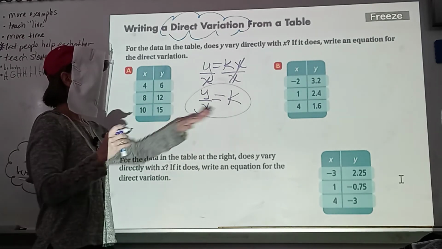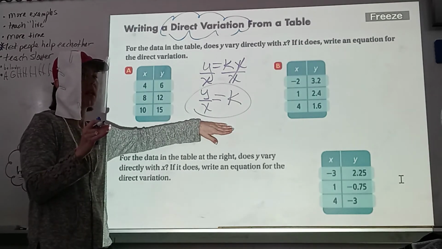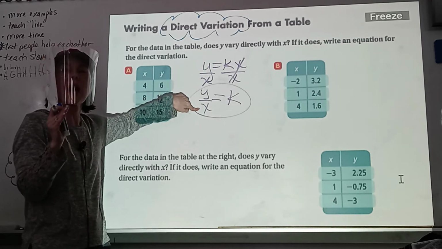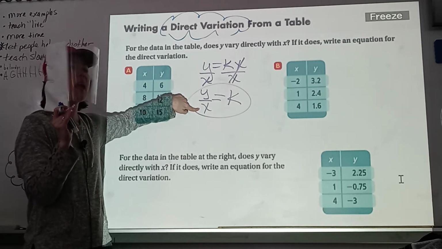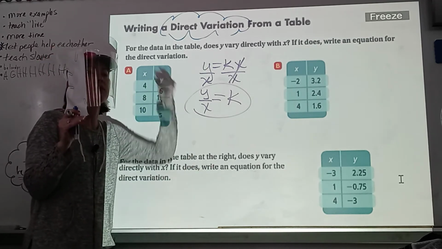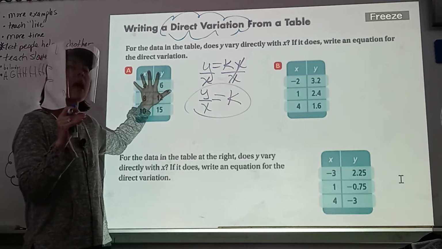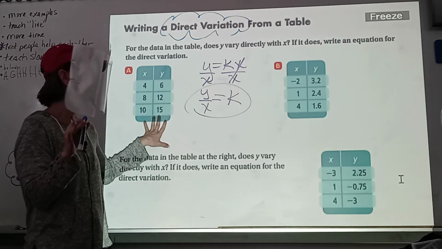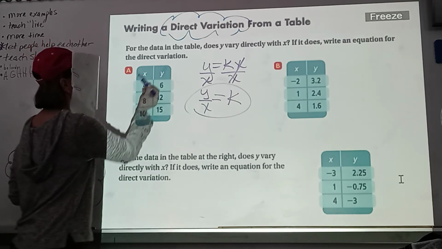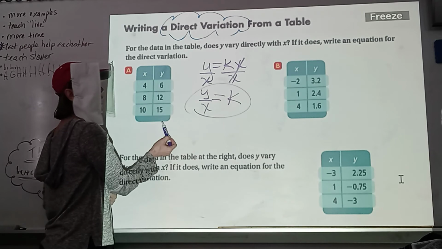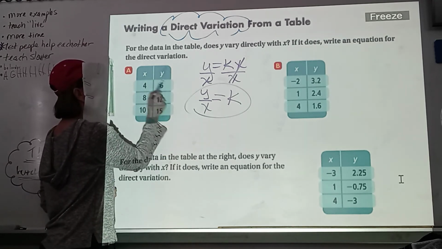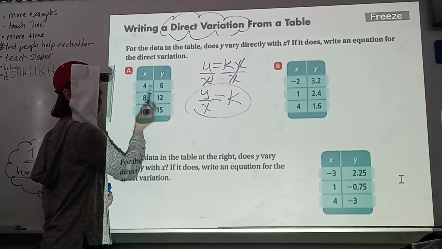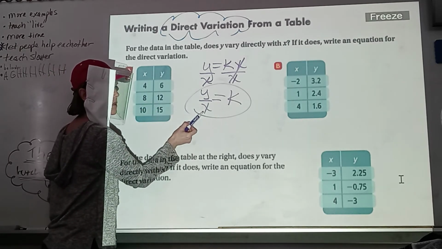So now that we know the constant is taking the y value in the table and dividing it by the x value in the table, if you get the same number every single time, you know you have a direct variation. So let me show you how this works. So Marvin, let's do this. Here's our x values, here's our y values. For each one of these, you're going to take the y and divide it by the x.